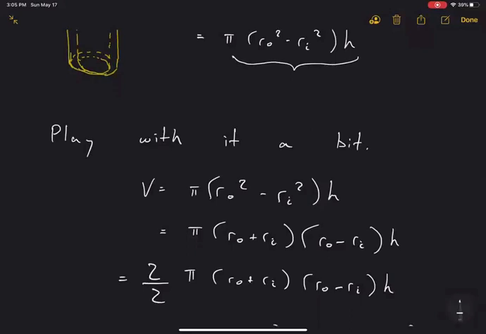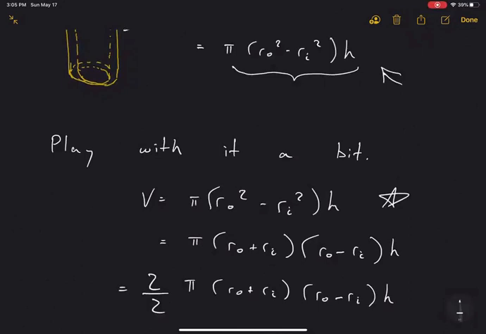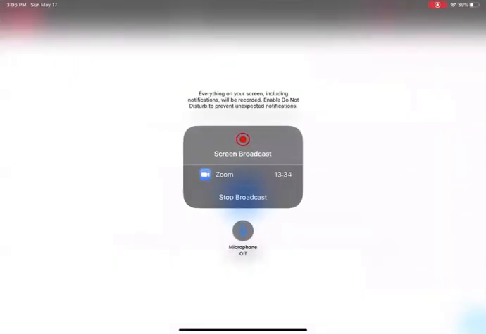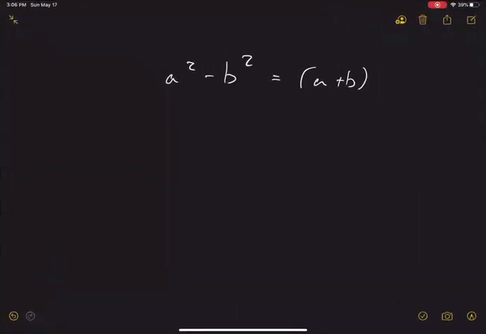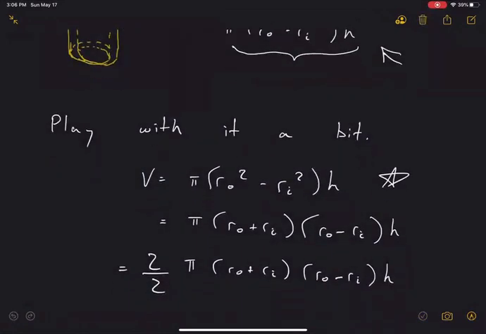So starting here with what I had, same thing as what I had here, we have pi times (rho squared minus ri squared), and then we can factor that rho squared minus ri squared. So just something we're going to use a lot in this class. Whenever I see a squared minus b squared, I should know automatically that's equal to a plus b times a minus b. So that's the fact I've used to go from here to here.